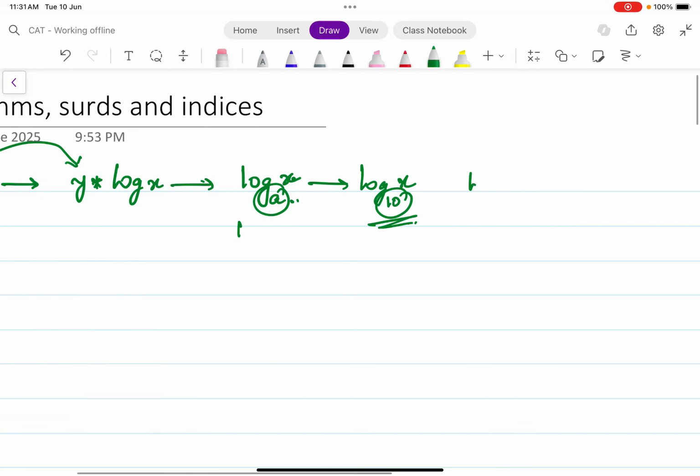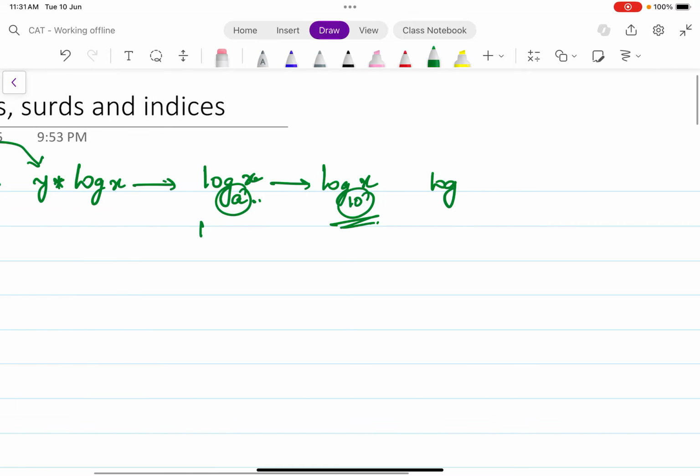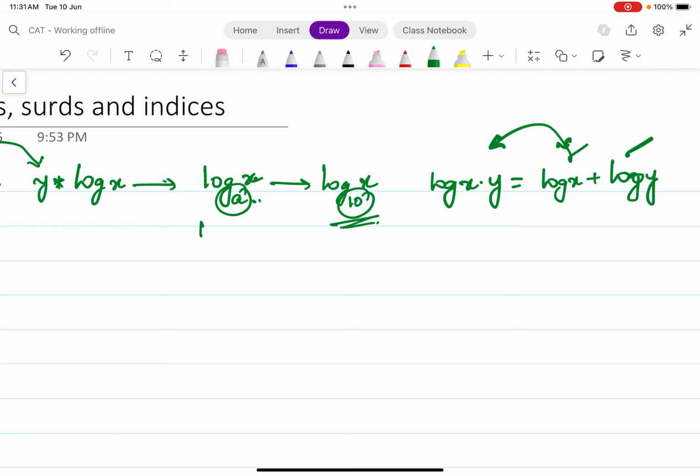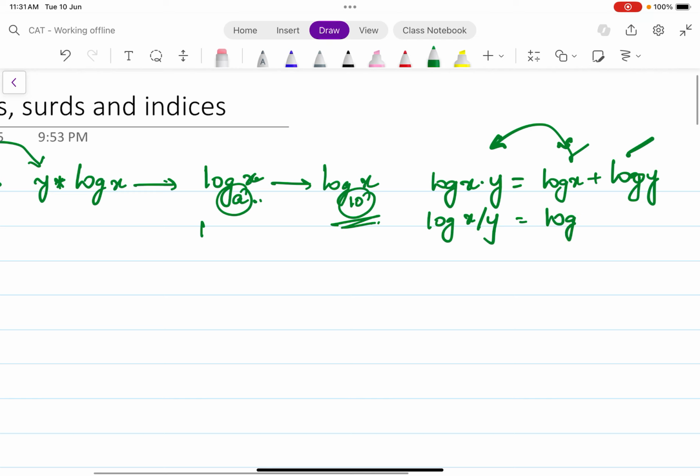Now, the other properties of logarithms include logarithm of x into y can be written as logarithm of x plus logarithm of y, and vice versa, of course. So if they give you a sum of two logarithms, it can be written in terms of a product and vice versa. Now, what is the formula for logarithm of x by y? The same logic holds here. So this can be written as logarithm of x minus logarithm of y.